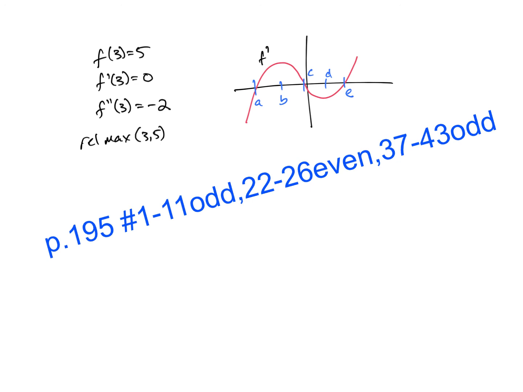Where do I have a relative minimum at? A and E. Why do I have a relative minimum at A and E? Don't say it. f prime changes from negative to positive. That's why I have a relative minimum there. All right?